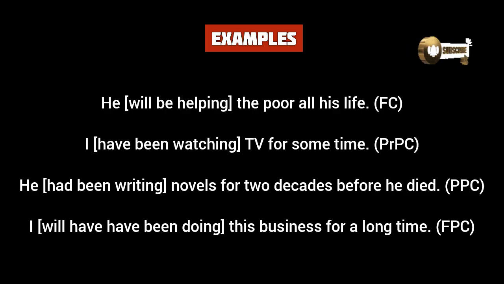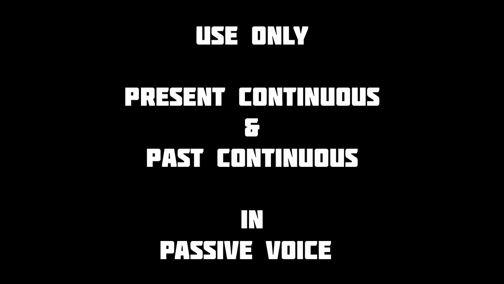I will have been doing this business for a long time. We know that the verb will have been doing is in the future perfect continuous tense active voice. And that's why in this case too, passive voice is not possible. To sum up, of all the 6 continuous tenses in English grammar, only the present continuous and the past continuous can be used in the passive voice.